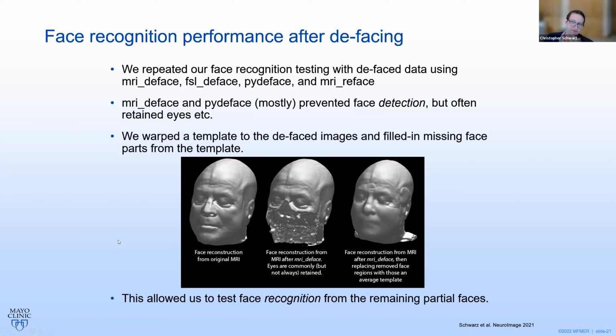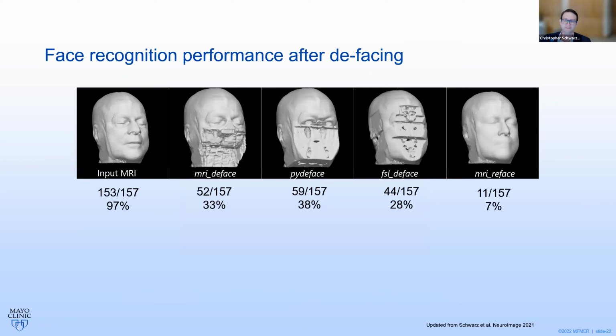In order to test whether that would be good enough, we warped a template to the defaced images and filled in the missing face parts from the template so we could test face recognition from the remaining partial faces, see how well you could still re-identify people after these partial defacings. What we found was higher than even we expected, but for these other defacers, we could do between 28 and 38%. We could still re-identify after the defacing.